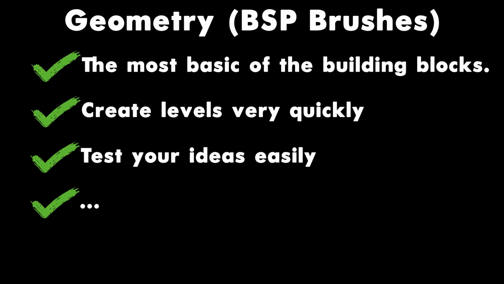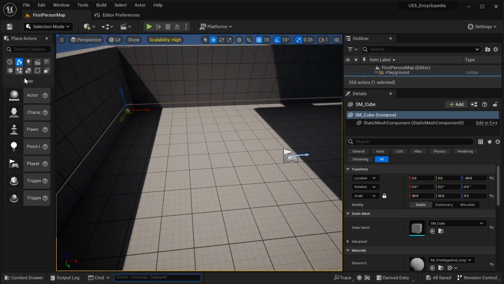But before that, we need to understand what is geometry in Unreal Engine. Geometry, that is BSP brushes, are basic blocks with which we can easily manipulate. It's most commonly used for creating rooms. The simplest example of the benefit can be demonstrated as follows.